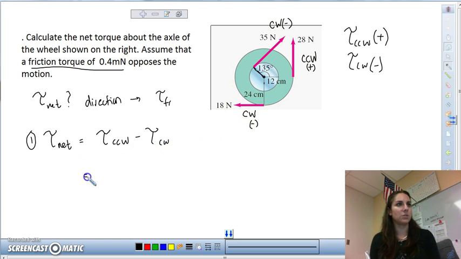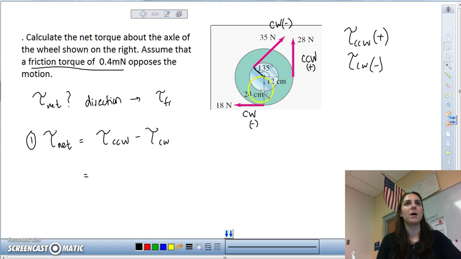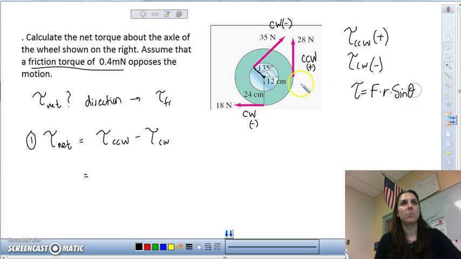Now let's figure out our net torque. So I'll start with the positive one, which is that one. Now for torque, if you recall, torque is going to be force times the radius times sine of the angle. But if you look very carefully, you'll notice that all the forces are actually perpendicular. So here's the radius, here's the force. This is 90 degrees right here. So from here to here, notice that this is also 90 degrees.